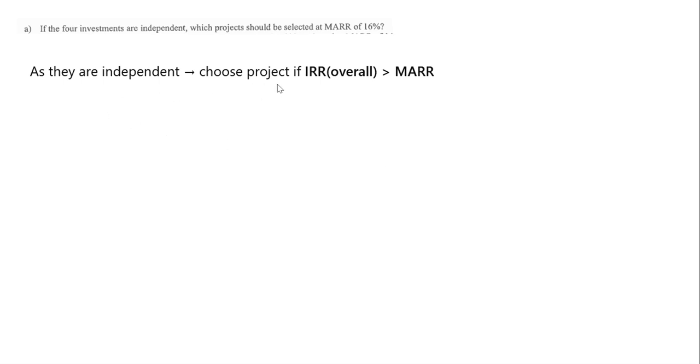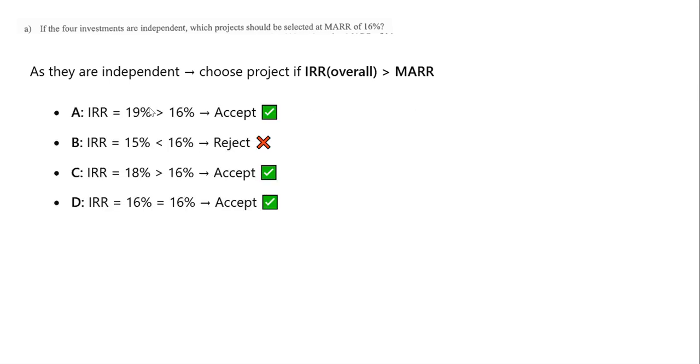In part A, if the 4 investments are independent, which project should be selected at a minimum acceptable rate of return of 16%? As they are independent, choose the project if the internal rate of return overall is more than the minimum attractive or acceptable rate of return. So for the first one, it's 19%, which is greater than 16%, so we can accept project A. For project B, IRR is 15%, less than 16%, so we reject it. For C, it is 18%, which is more than 16%. For D, it's 16%, which is equal to 16%, so we can accept all of them except project B.